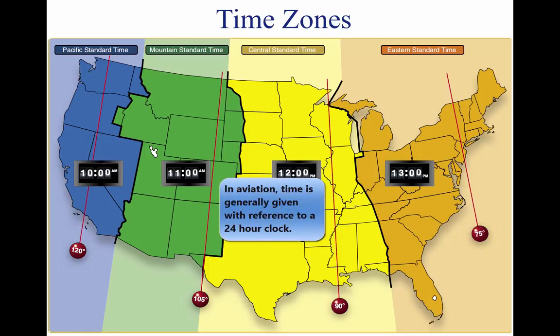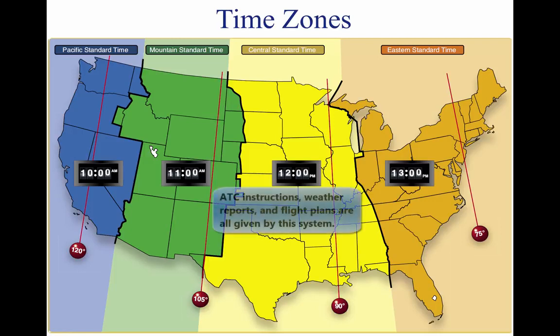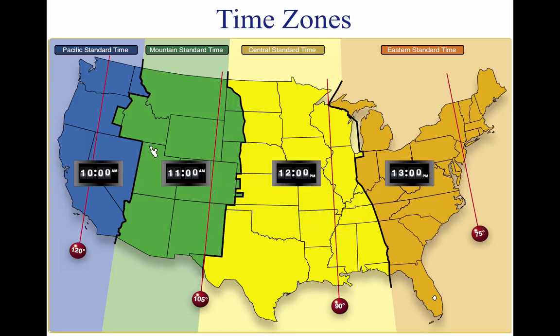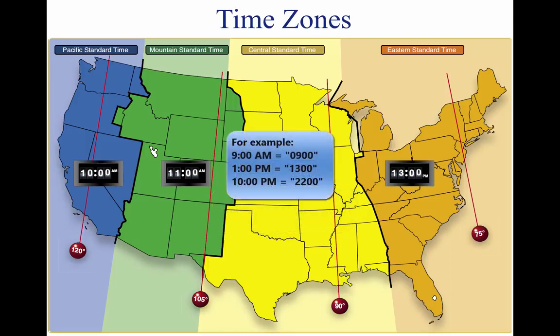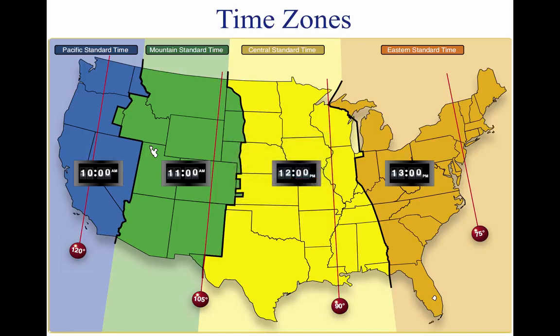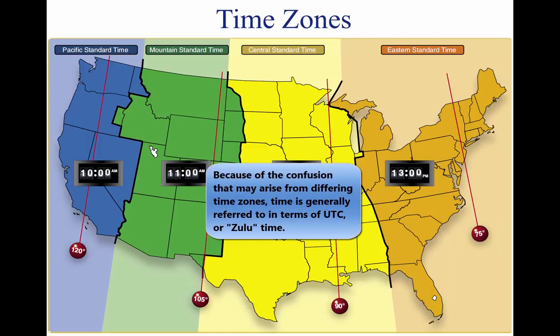In most aviation operations, time is expressed in terms of the 24-hour clock. ATC instructions, weather reports and broadcasts, and estimated times of arrival are all based on this system. For example, 9 a.m. is expressed as 0900, 1 p.m. is 1300, and 10 p.m. is 2200. Because a pilot may cross several time zones during a flight, a standard time system has been adopted.